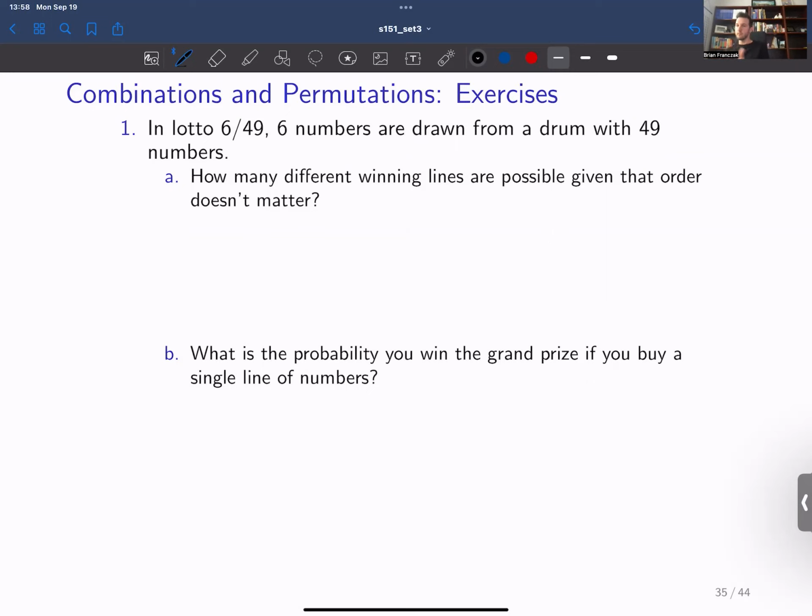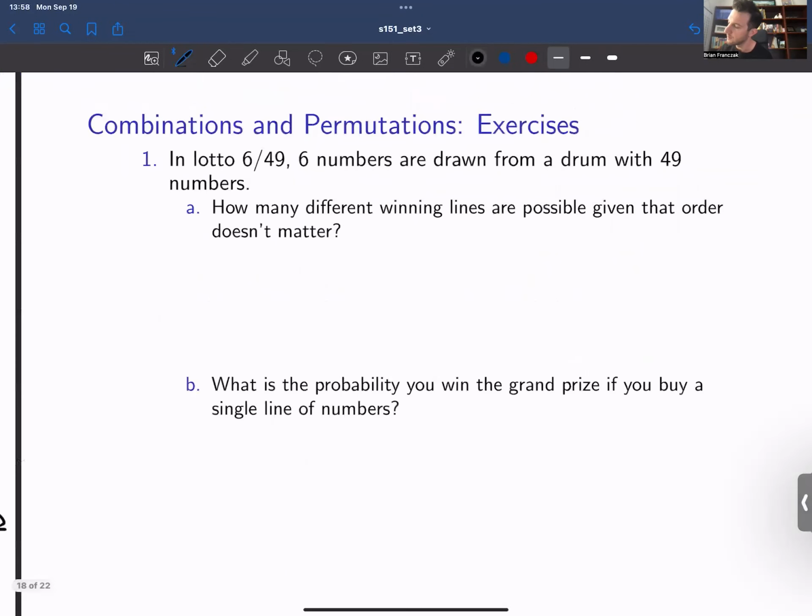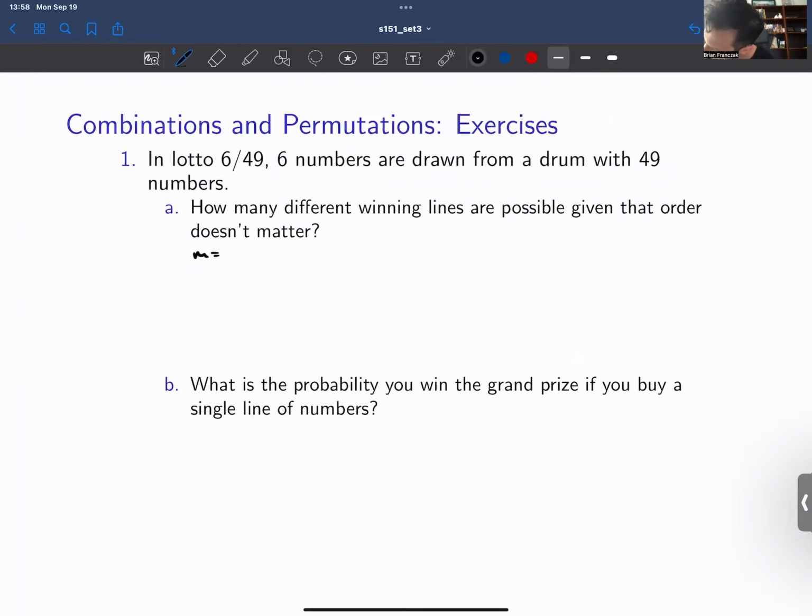So in this case, since order doesn't matter, we have a combination. We are going to use little m equal to 49, little r equal to 6. So that means that 49C6 is equal to 49 factorial over 6 factorial times (49 minus 6) factorial. So this is 49 factorial over 6 factorial times 43 factorial, right?